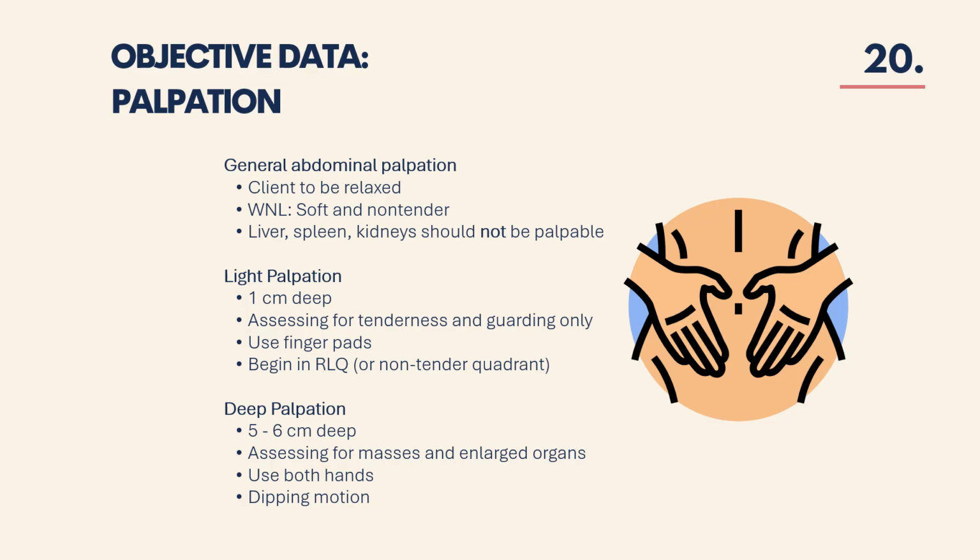Then we'll do deep. Deep is where you will utilize both hands. You'll do a dipping motion. You only have to do 1 per quadrant, and you go about 5 to 6 centimeters deep. At this time, we're going to be palpating for any masses or enlarged organs.